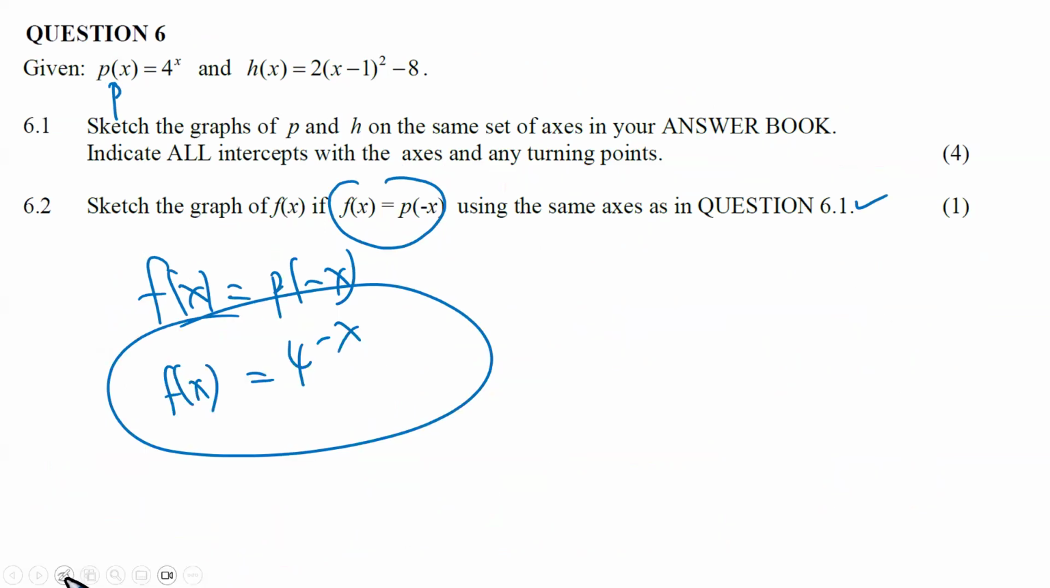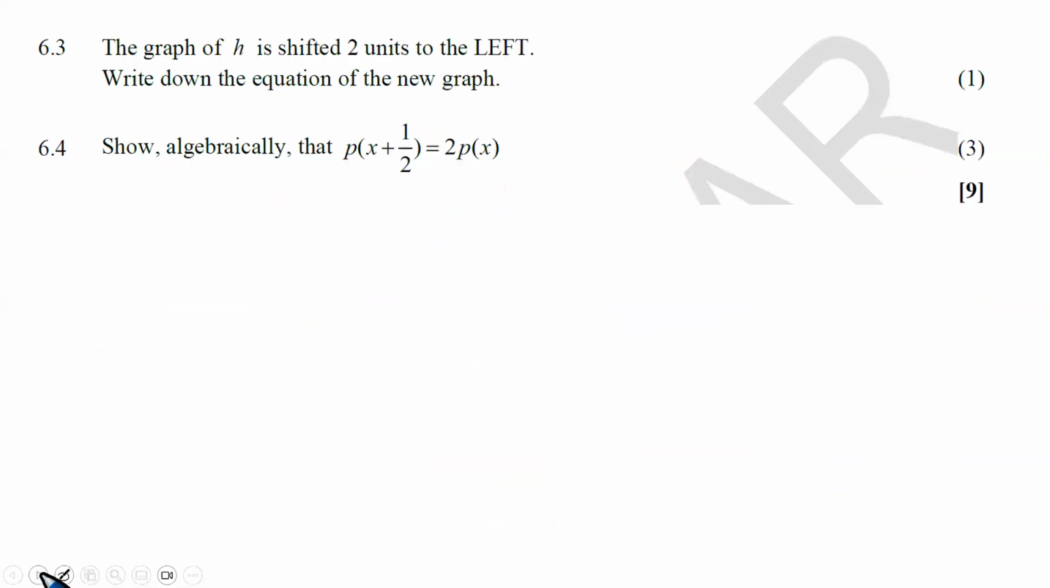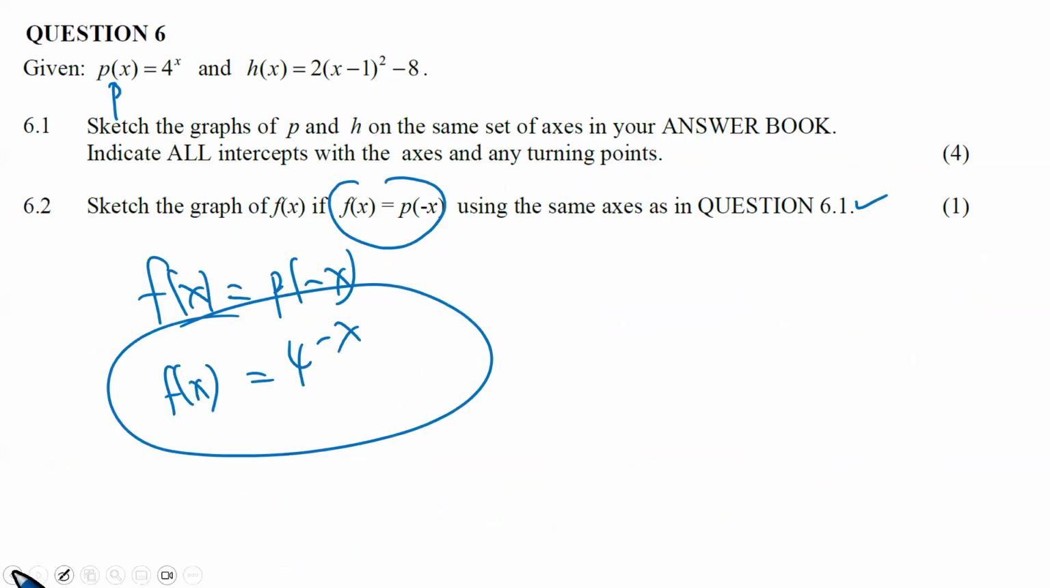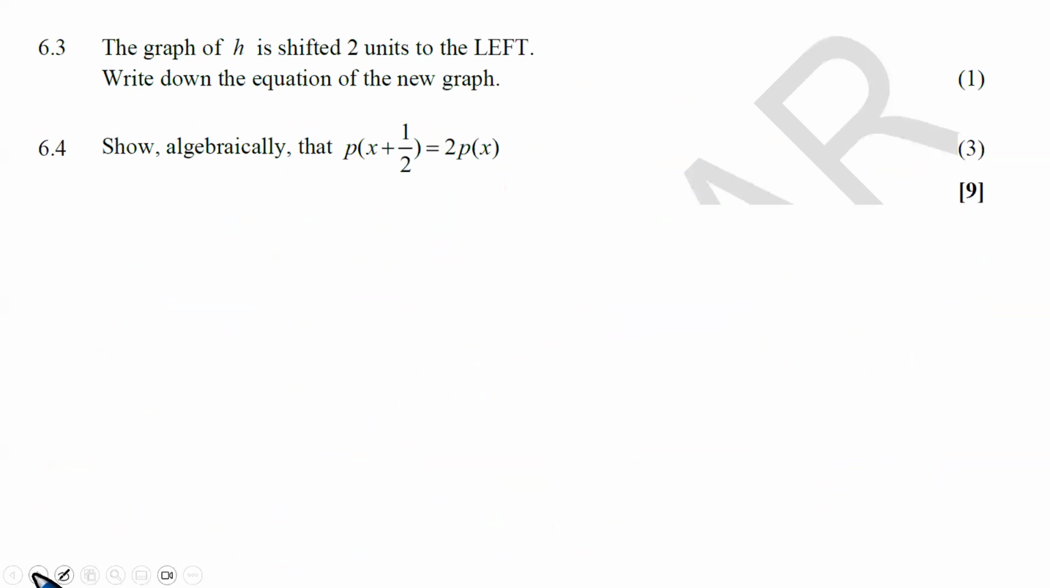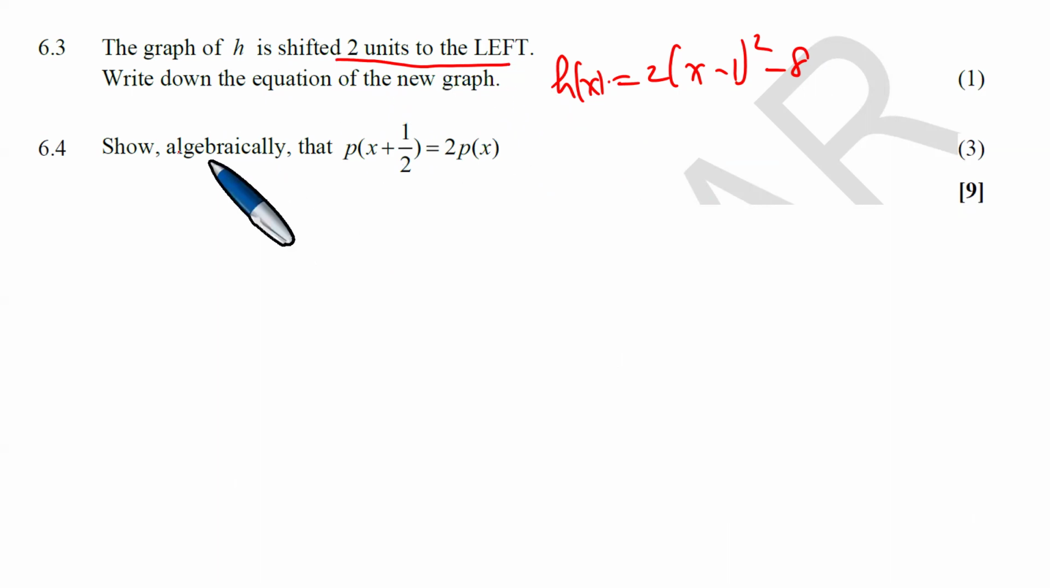Okay, let's continue and see what else we have to do here. Okay, 6.3, the graph of h is shifted. So obviously we have the graph of h, and h is this one, which is 2 open bracket x minus 1 squared minus 8. But let's look at the shifts. All right, so h is 2(x minus 1) squared minus 8. Okay, but now the graph of h is shifted 2 units to the left. Write down the equation of the new graph.